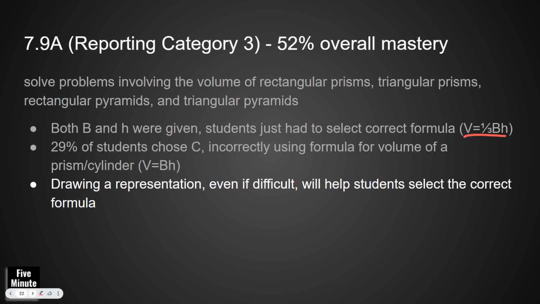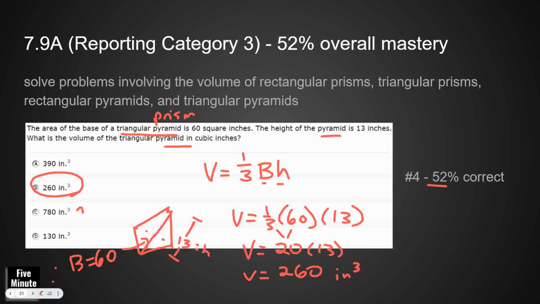So 29% of our students got caught up on that. They chose C incorrectly, using the formula for the volume of a prism or a cylinder. Volume equals base times height. So 29% chose just your basic triangular prism formula, V equals BH. They just didn't cut it in third. They thought the problem was 60 times 13. That should be your first red flag. This problem is way too easy. You're just multiplying two numbers, and 29% of our students kind of fell for that.